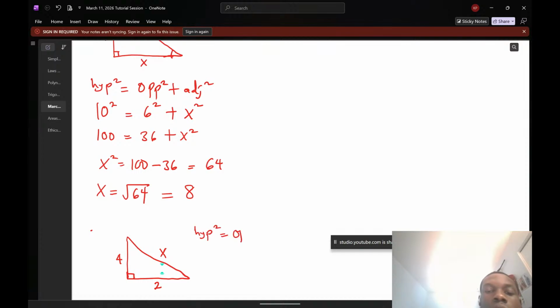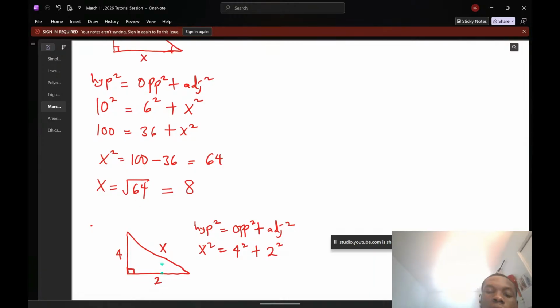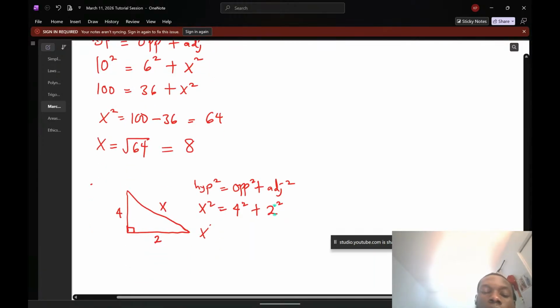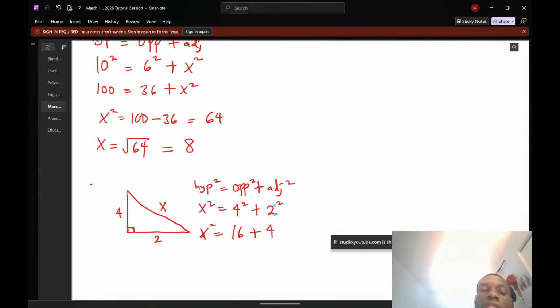Hypotenuse squared is equal to opposite squared plus adjacent squared. So the hypotenuse is x squared, okay? So x squared is equal to 4 squared plus 2 squared. So 4 squared is 4 times 4, which is 16, plus 2 squared, 2 times 2, is 4. Okay, 16 plus 4 is 20. So x squared is equal to 20. x is equal to root 20.